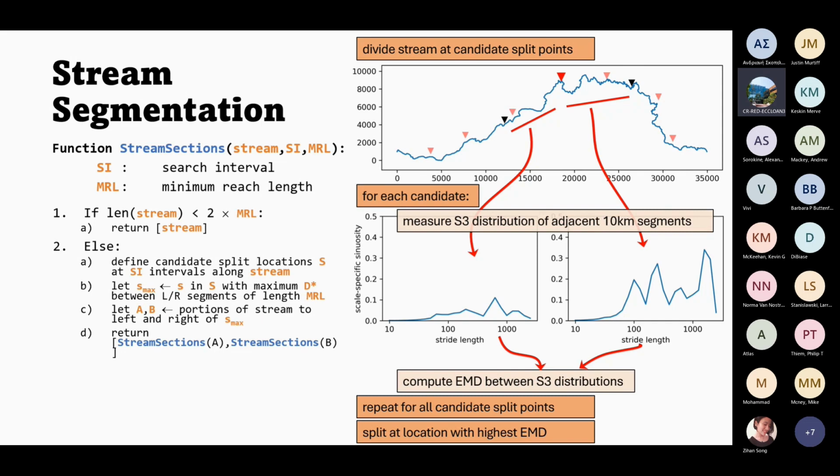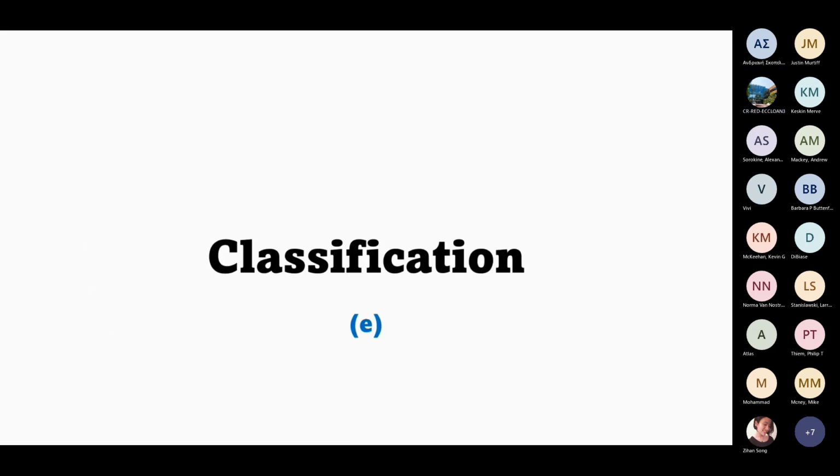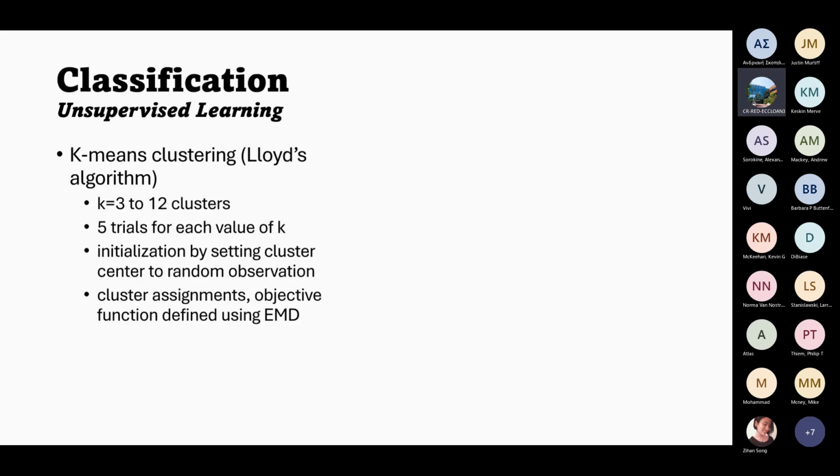So the results are constrained to the range of 10 to 20 kilometers in length. We will then perform pretty basic standard classification using k-means clustering, specifically Lloyd's algorithm. This slide indicates that we tried k equals 3 to 12 clusters, but what we decided to move forward with is the 5 cluster solution.